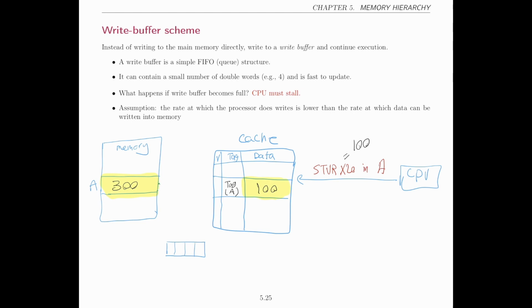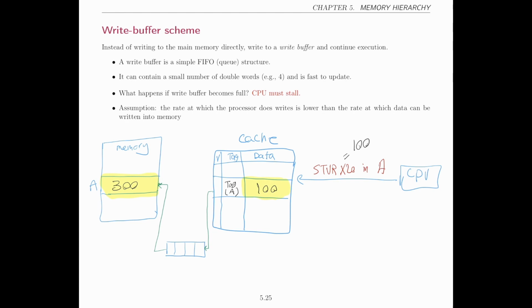So the moment we update the cache, instead of going all the way to the memory, we go to this buffer and we write it into the buffer. It's much easier to write something into the buffer than writing it to the memory. Why is it easier?